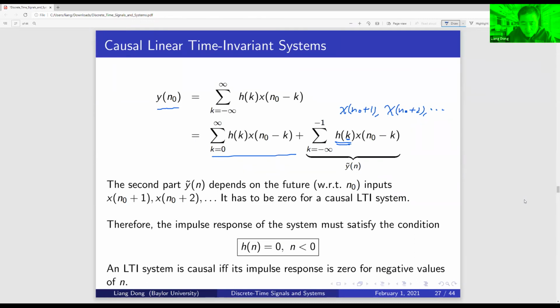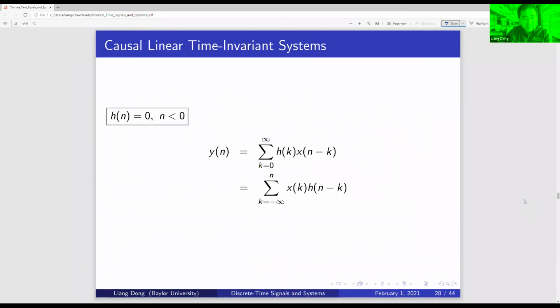Therefore, the impulse response of the system, h[n], which completely describes the system, must satisfy the condition h[n] = 0 when n is less than 0, when the time index for this impulse response is negative. These parts should all be zeroed to make my system causal. Just to remember, this is a mathematical form to describe a causal system using the impulse response.